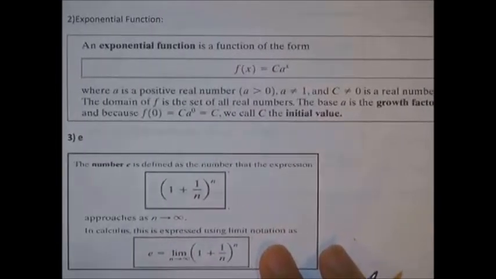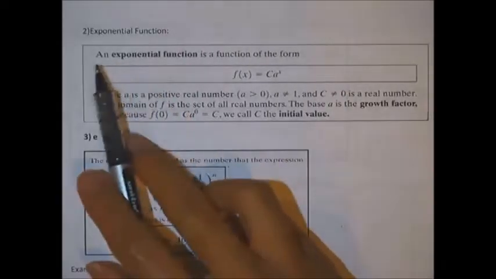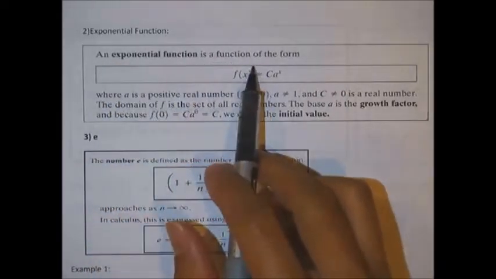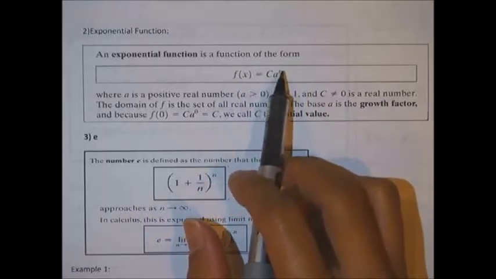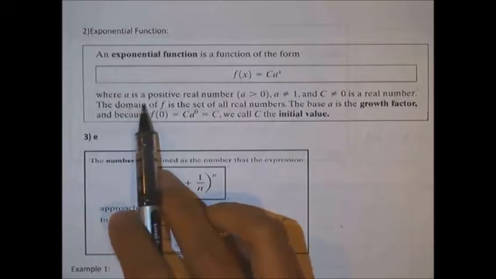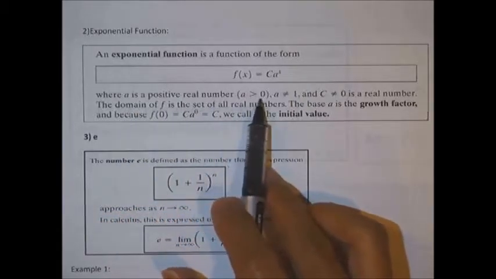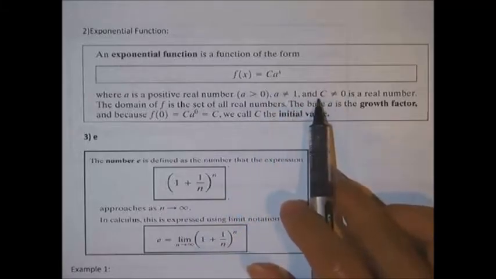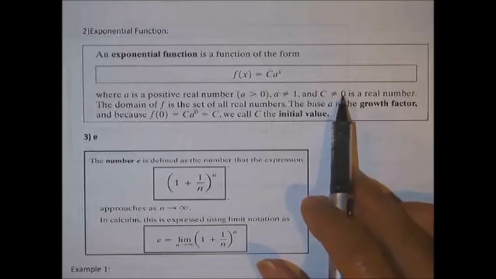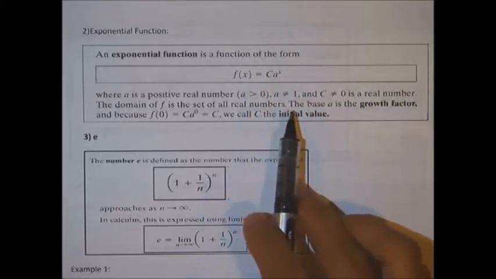Alright, next law. Exponential function. An exponential function is a function of the form f of x equals c times a to the x, where a is a positive real number, greater than 0, and a can never ever be 1. c can never ever be 0, and it's also a real number. So all of these are talking about real numbers.